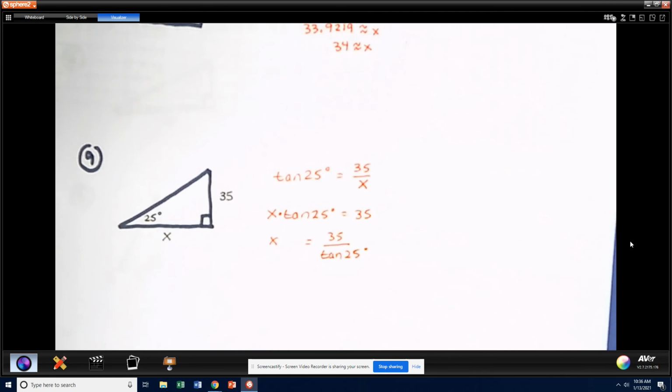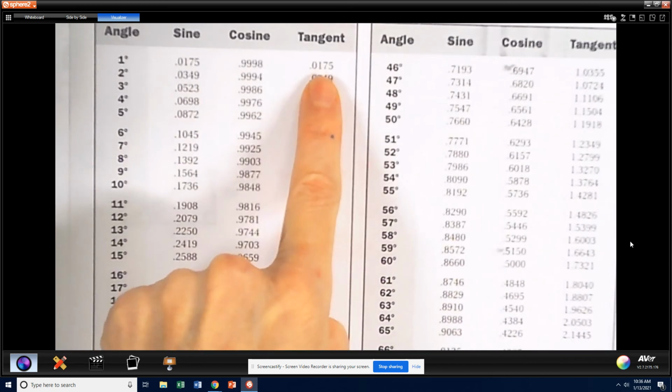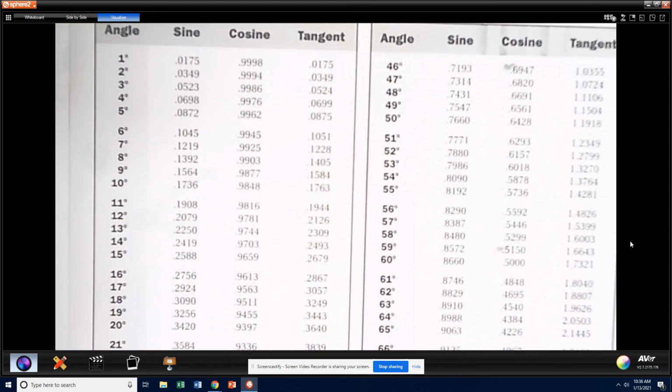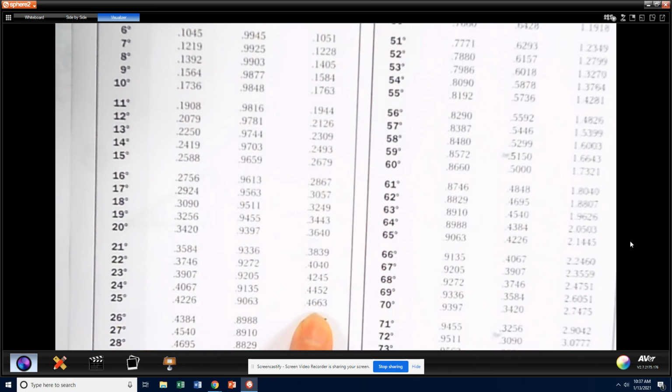So I'm going to use my table, just because I want you to get used to the table, to figure out what is tangent of 25 degrees. So I look at my table. Tangent is the last column, so I'm going to have to scroll way down to get to 25. And it's this last column here. Tangent of 25 is 0.4663.